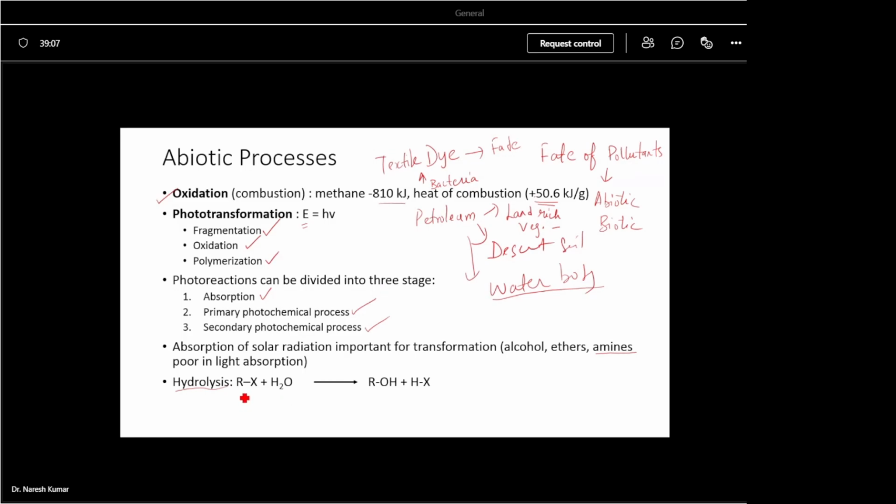Now, take this example. I'm taking this compound, an organic compound. Suppose I'm making it react with water. Even though it will not react very easily, once this hydroxide group is inserted into this compound, its water solubility increases. So what does hydrolysis do? Hydrolysis increases water solubility. And in turn, that allows the compound to be transformed and degraded easily.